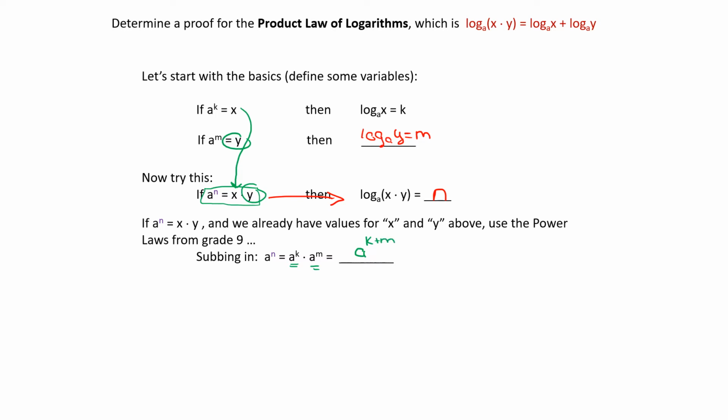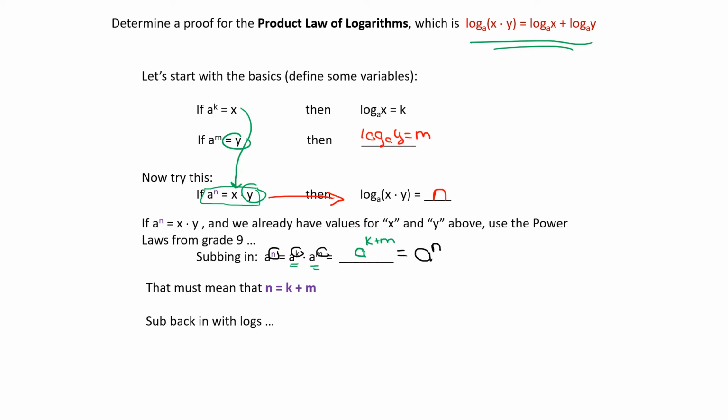Actually, we are almost done the proof, although it's very hard for you to tell. Remember what we're doing? We're trying to prove this up here, and it's almost done. It's done because of the way we've defined our variables and reorganized them. So that must mean n equals k plus m, because these bases are all the same. Remember, this is equal to a to the power of n. Our bases match, so we can ignore them and look at the exponents.